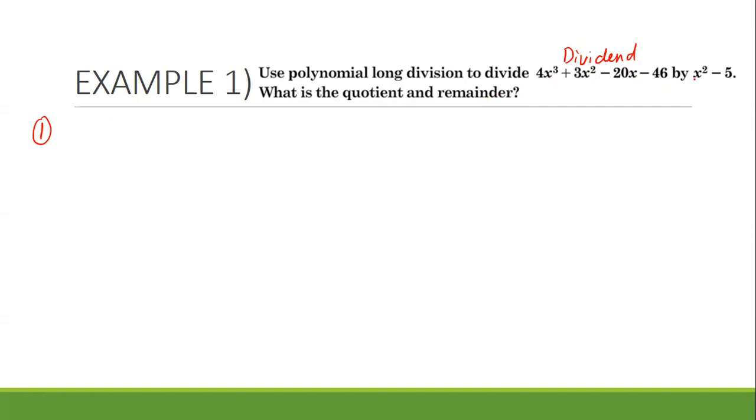Our divisor, this right here is our divisor. Our divisor is in order, but there's a term missing. Do we see that there's a term missing? So our divisor, we're going to rewrite it as x squared plus 0x minus 5. So I had to put in that placeholder because there was a term missing. I was missing my linear term.